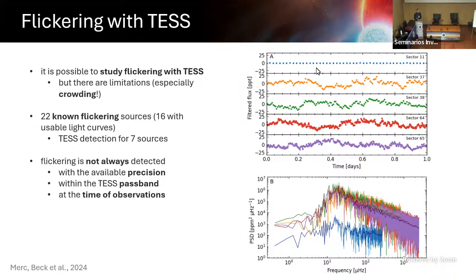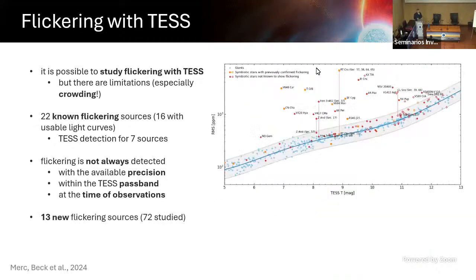So at the end, it's not an unexpected result that we didn't find flickering for all of the known flickering sources. More interesting is that actually we found, from 72 studies that were within the magnitude range and not in crowded regions... So we then focused on all other symbiotic stars, but we had to limit ourselves to those that had usable light curves. So for 72, which we studied, we found 13 new flickering sources.